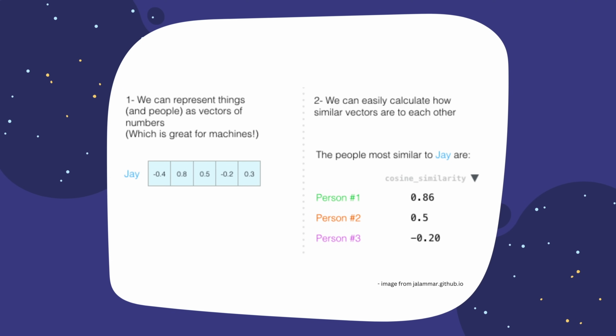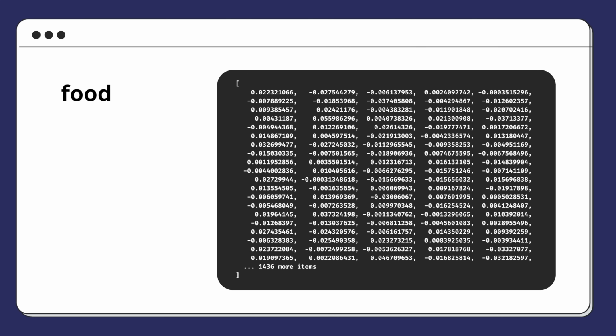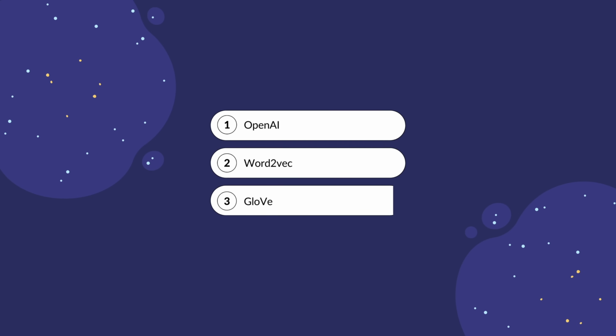Great! Now that we understand this concept, let's look at the actual text embedding. So, for example, this is the word food generated by OpenAI's create embedding. As you can see, it's an array of lots and lots of numbers from -1 to 1. The meaning behind each numeric representation varies based on which model generated them. Here are some of the other models you can use to create text embeddings. So we've got OpenAI, as we've seen, Word2vec, and GloVe.